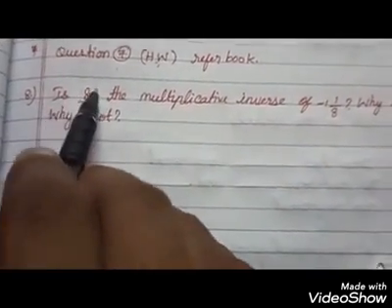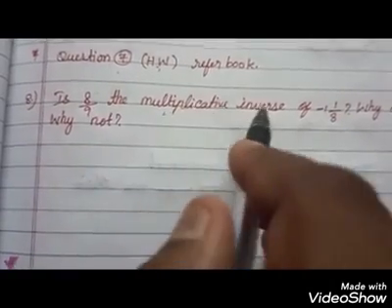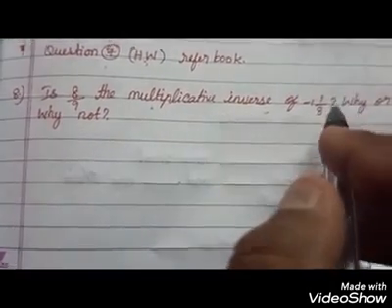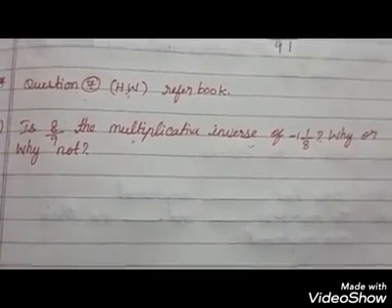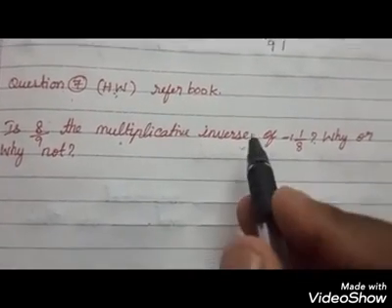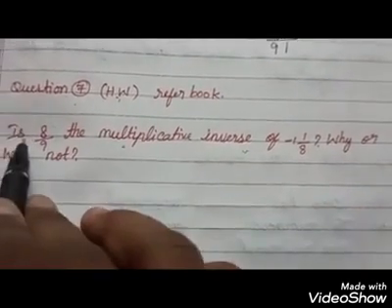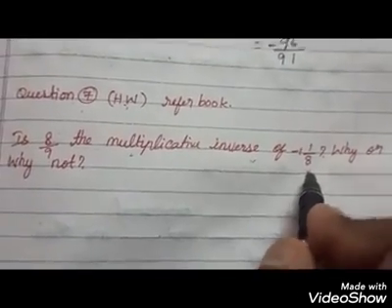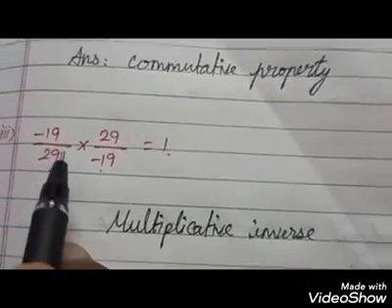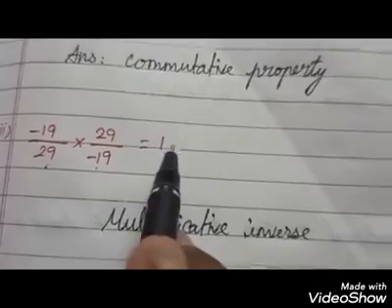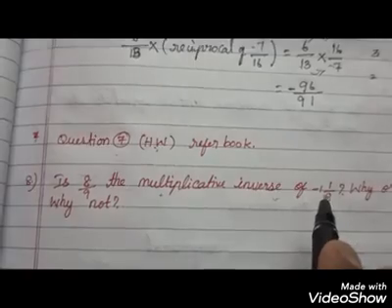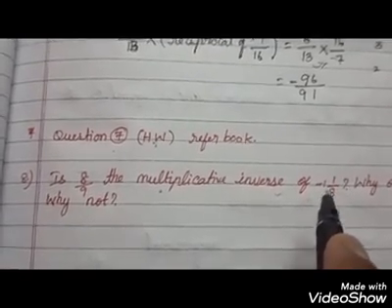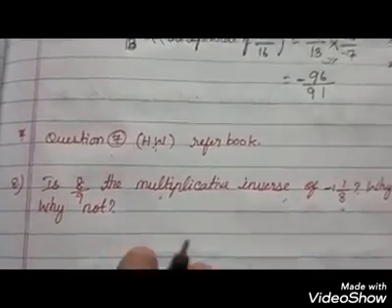Question number 8. Is 8 by 9 the multiplicative inverse of minus 1 by 8? Why or why not? So here they are asking whether 8 by 9 is the inverse of minus 1 by 8. The product of a number and its inverse gives 1. So if 8 by 9 is the inverse of minus 1 by 8, their product should give 1.